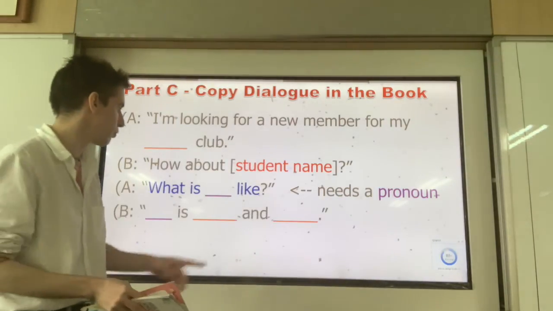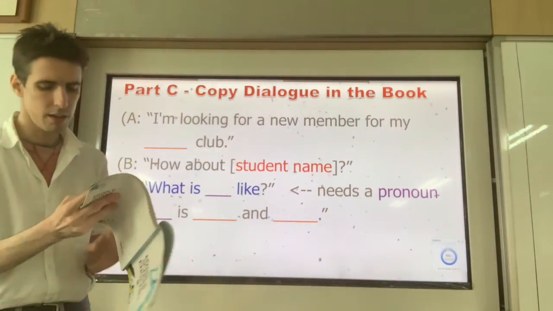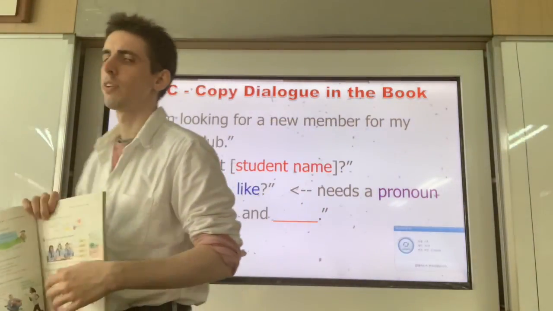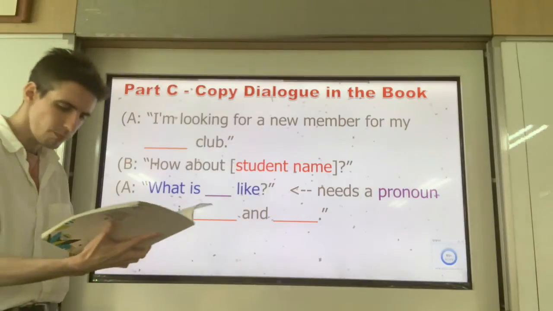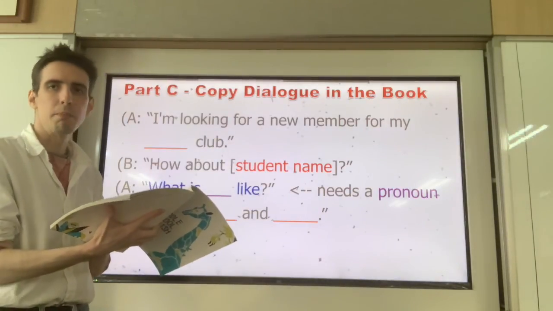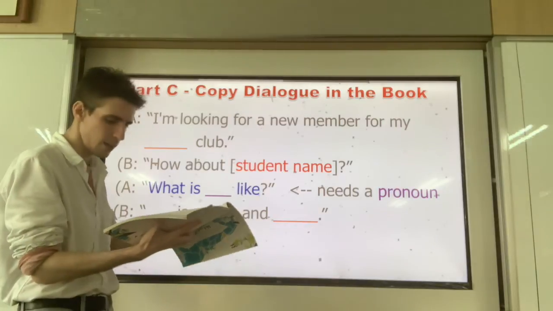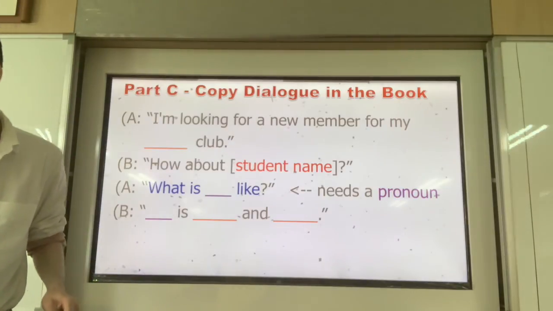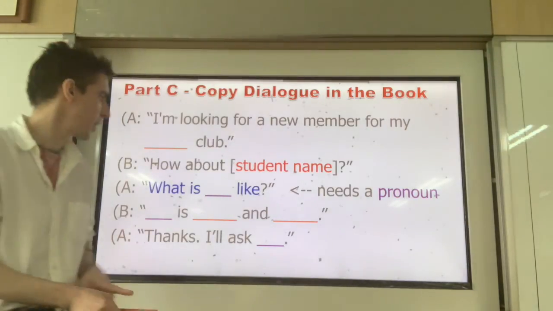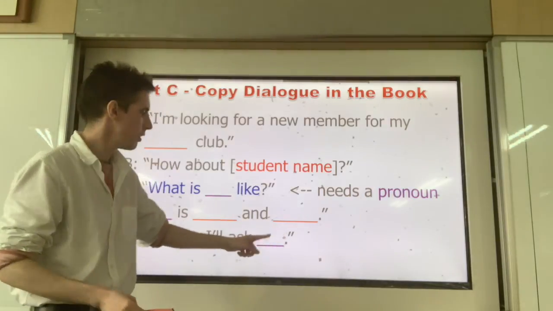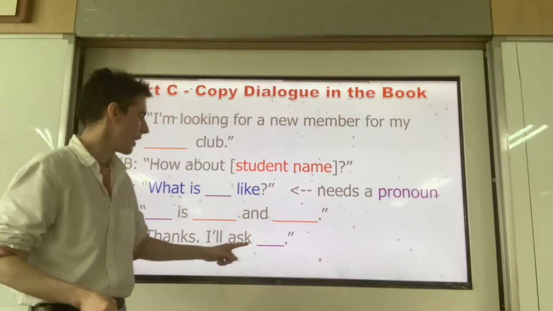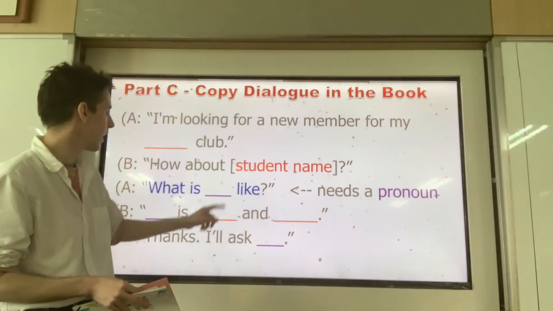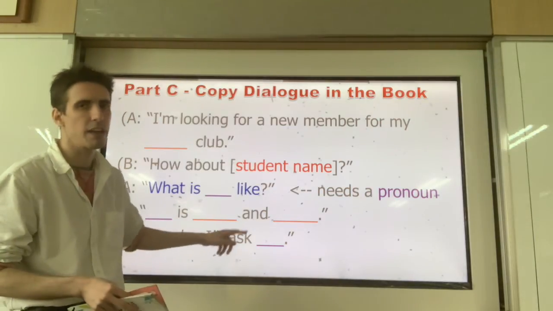Now we have to choose 2 adjectives. And you can use these, or you can use adjectives that you know. So let's see. In the book, they say, she is active and outgoing. Okay? And then, thanks. I'll ask blank. Because Jenny is a girl, we need to say she. I'll ask her. We need to say her. If you do a boy, what is he like? He is blank. Thanks, I'll ask him.